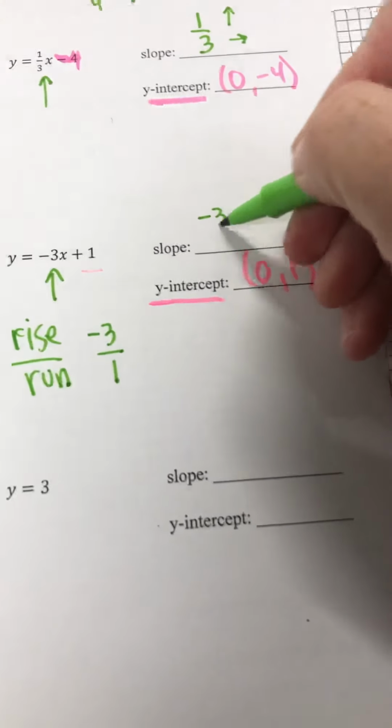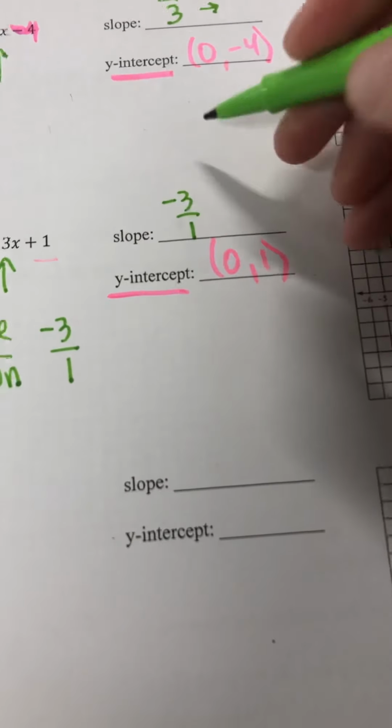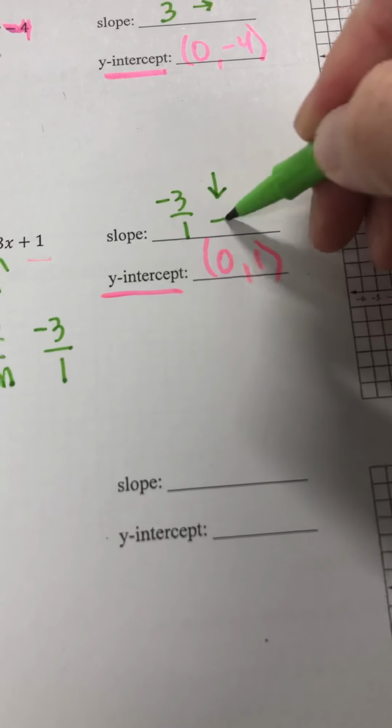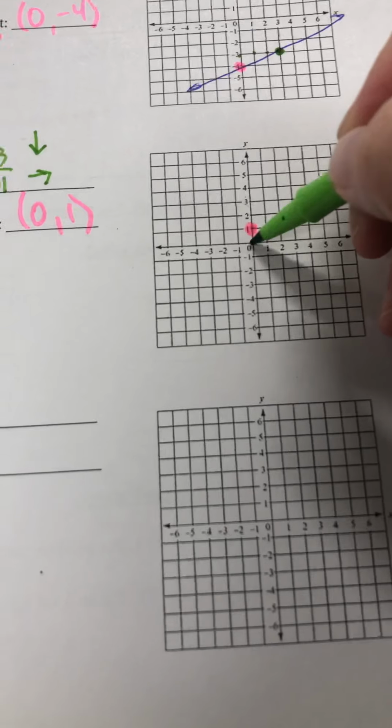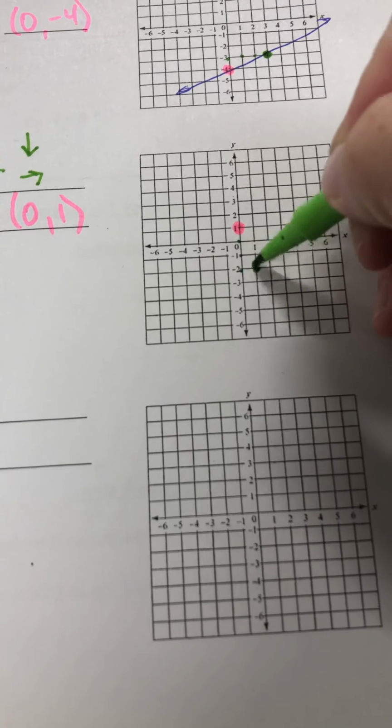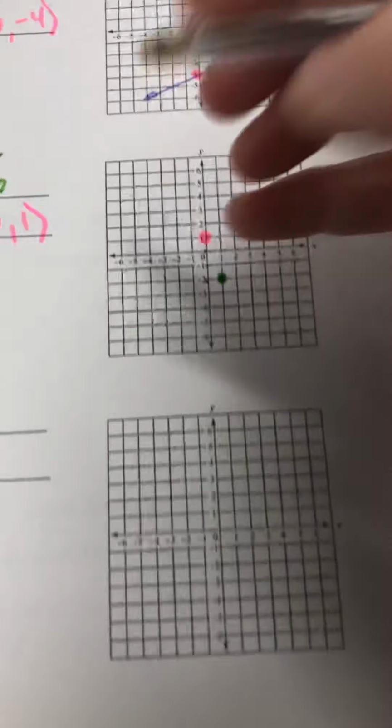So my slope is going to be -3 over 1, and that negative means I'm going to go down 3 to the right 1. So from my point, I'm going to go down 1, 2, 3, and to the right 1, and that is my line.